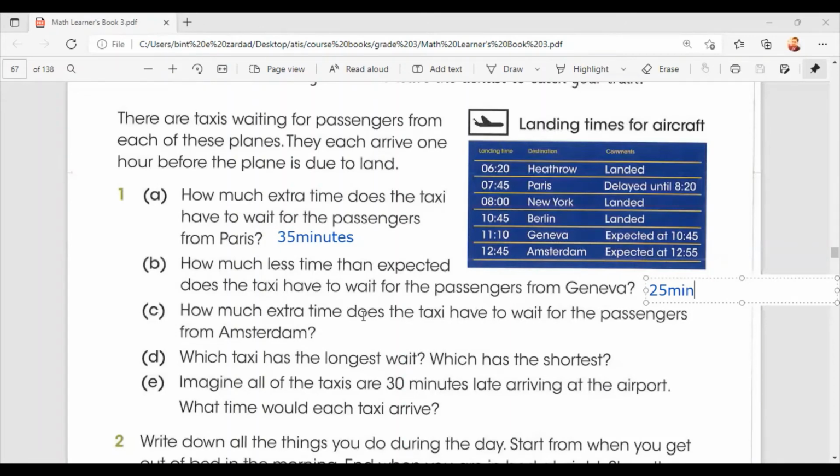How much extra time does the taxi have to wait for the passengers from Amsterdam? This is 12:45 landing time, but it's late. How much time? 10 minutes, because it's 12:55. So only 10 minutes. You can say 10 minutes.